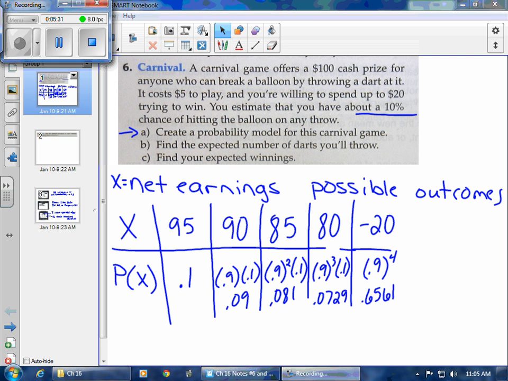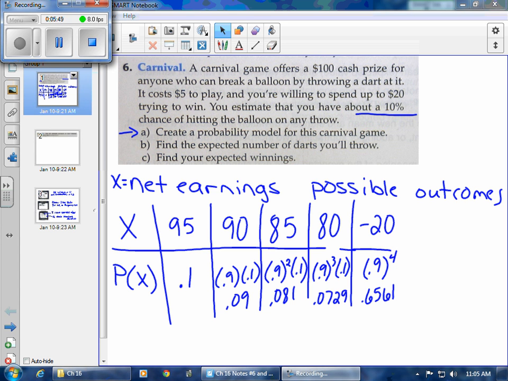So what we just created here, this chart, is called a probability model. Again, you have to have a random variable, and capital letters, common ones are X, Y, and Z, just like in algebra. And you have your possible outcomes, and then the associated probabilities that go with them.